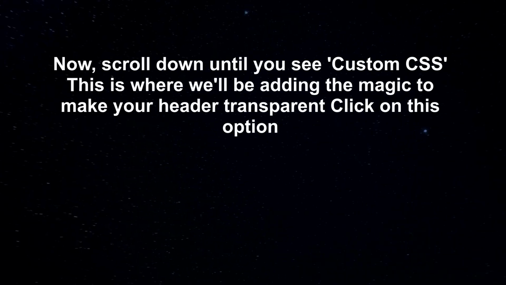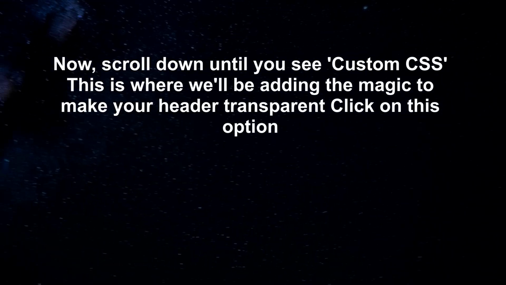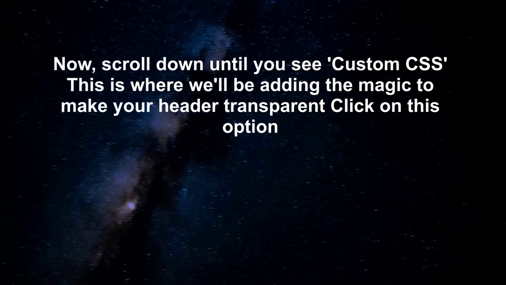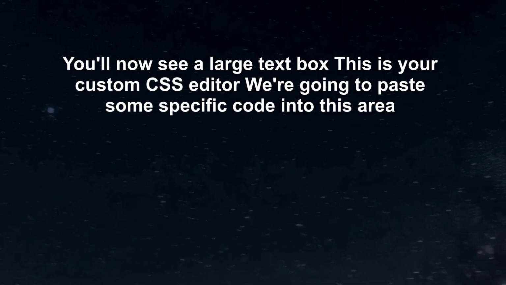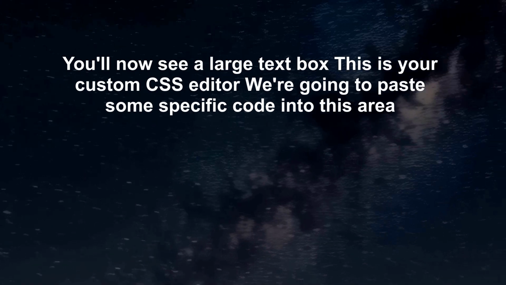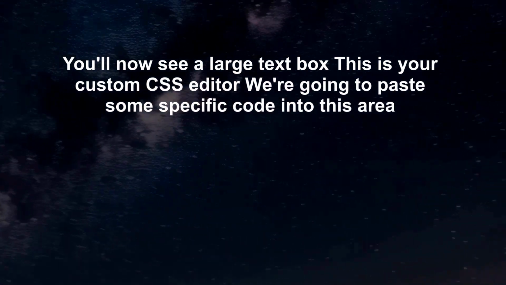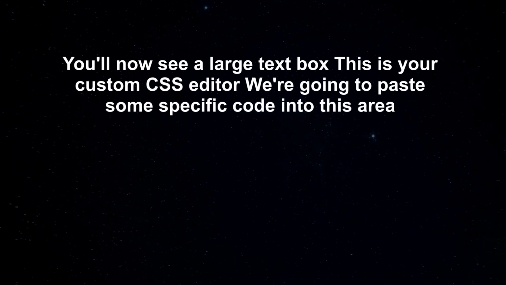Now scroll down until you see Custom CSS. This is where we'll be adding the magic to make your header transparent. Click on this option. You'll now see a large text box. This is your Custom CSS Editor. We're going to paste some specific code into this area.